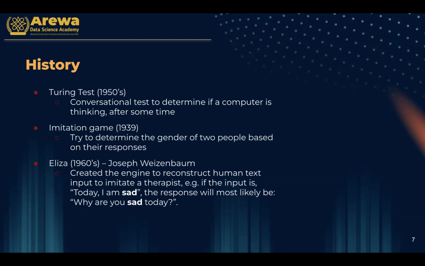ELIZA was also created to reconstruct human text. So if you say today I'm sad, it will extract the word sad and say, why are you sad today? And you reuse sad, and it reuses today. I think this is basic, so when you give it something difficult, like today is Thursday, it might give you a response like, why are you Thursday today? But these are things that try to imitate a therapist. If you see, the Turing test was done around the 1950s, the imitation game in 1939, and ELIZA in 1960.